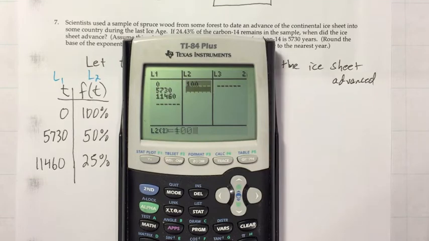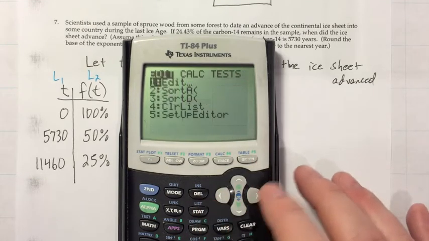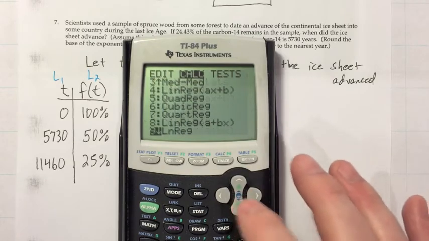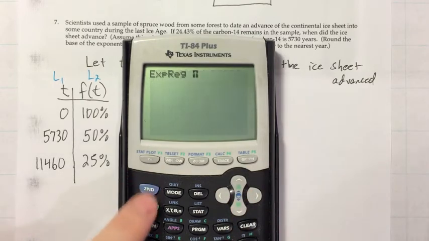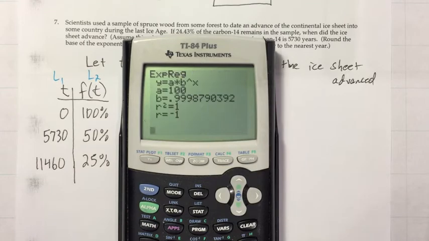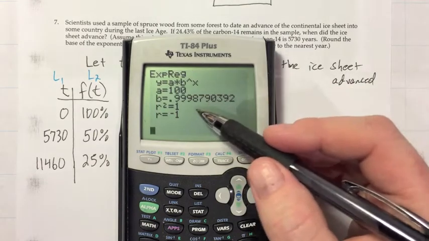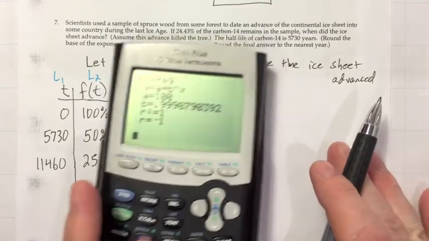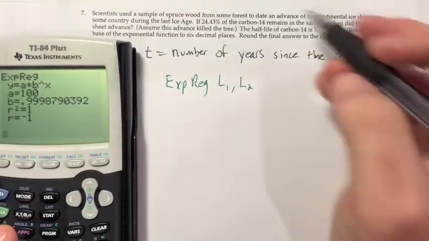So 100%, 50%, 25%. And then go to Stat, Calc, down to 0, Exponential Regression, data in L1 and L2. Press Enter, and I get A, which is a nice number, and B, which is messy, so I'll round that to the 6 decimal places they asked us to. Let me double check that.